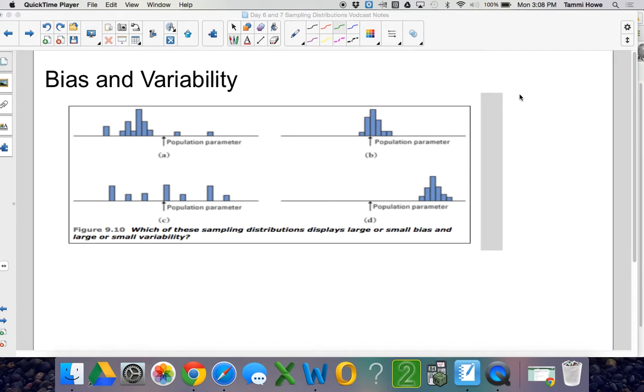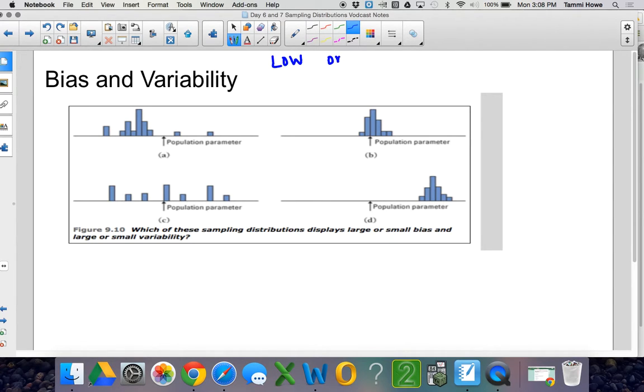Let's talk about bias and variability. So bias and variability, each of these can be low or high. Notice I have these 4 graphs down here, and in all 4 of these graphs there's an arrow that says population parameter. I'm going to say it's mu for a second, so let's just say this arrow is mu. So that's the population measurement. That's the measurement that we don't have because we didn't go ask every single person in the population.